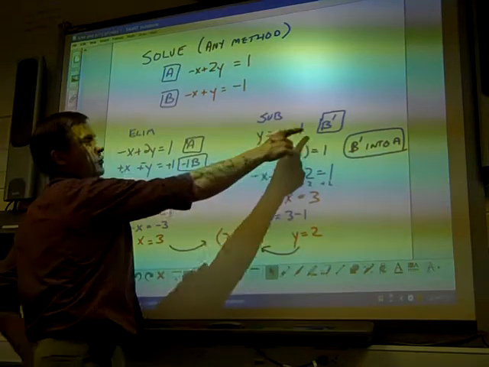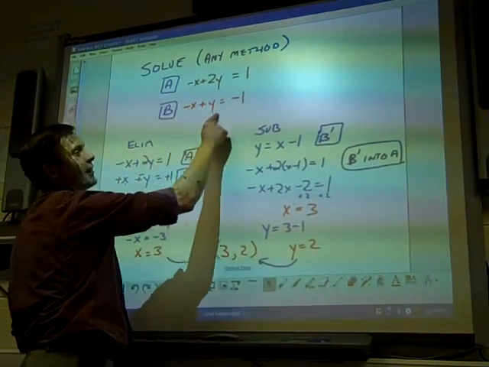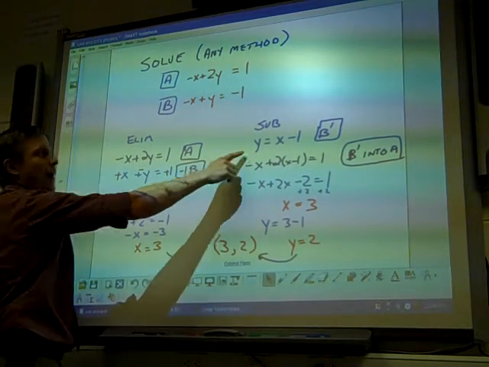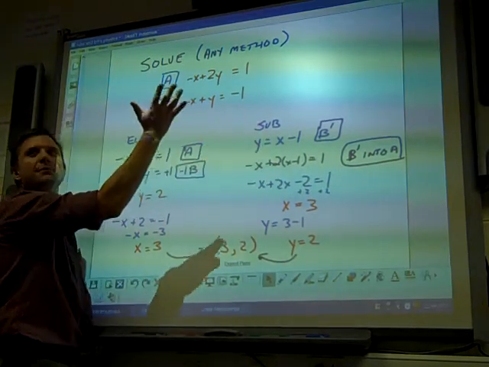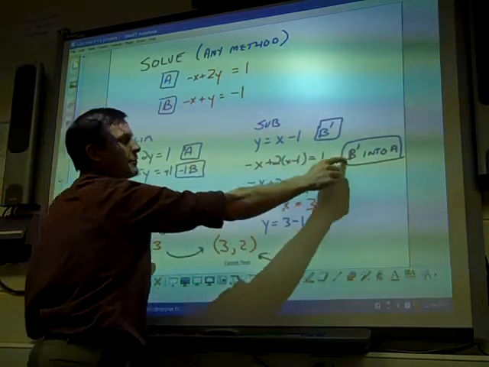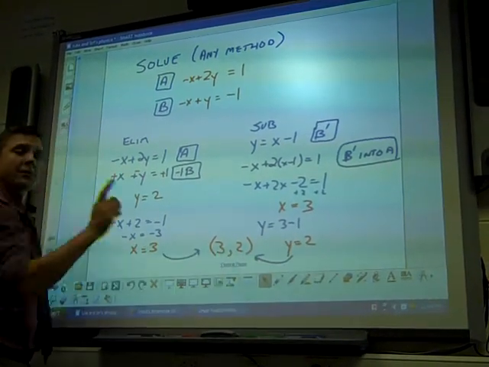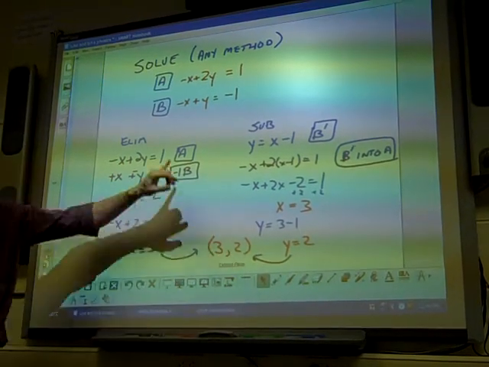The other method is substitution. If I solve for y in B by moving x to the other side, opposite sign, I can get y equals x minus 1. That is what I call B prime. We've changed B, right? But then you put B prime into A, you solve for this, you get x is 3, you solve for y. Doesn't matter which method you use. You end up with the point (3, 2).